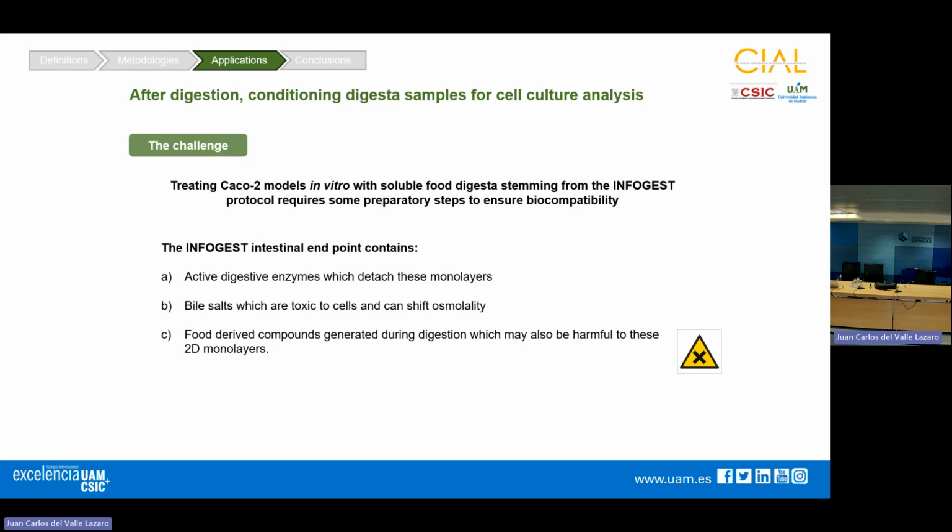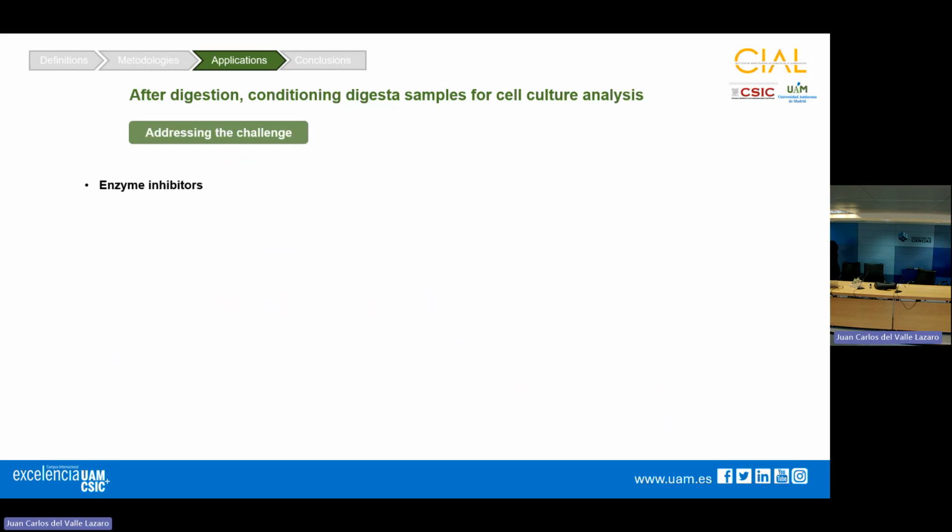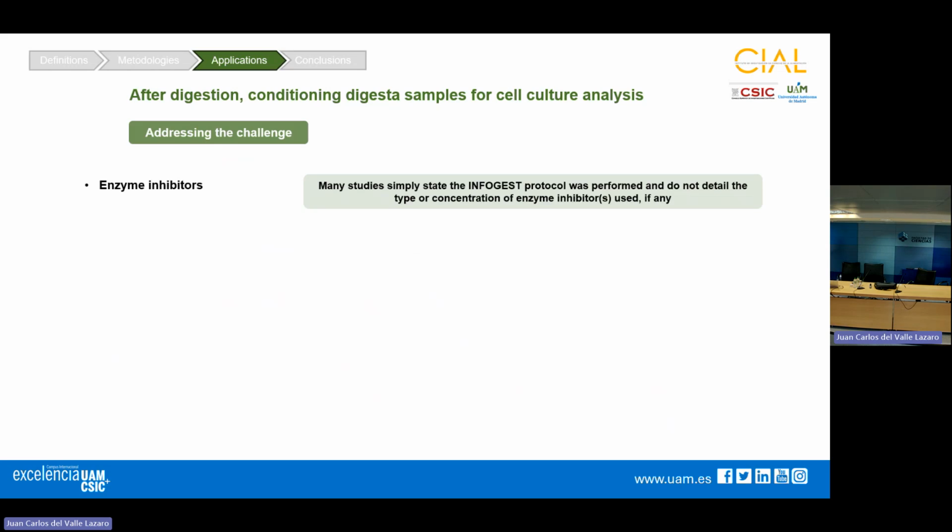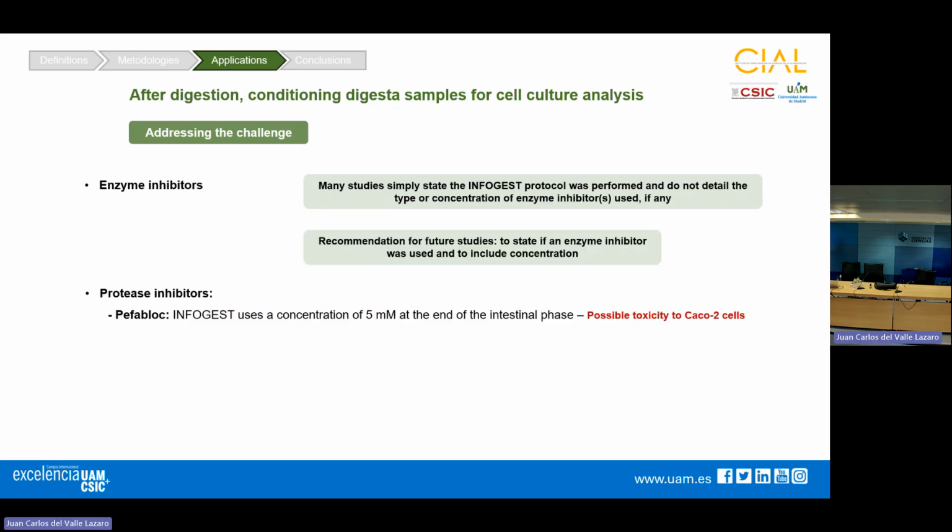And food-derived compounds that are released during digestion can also affect the viability, for example free fatty acids. So depending on the challenge that you have, what we recommended in the review is to always state the enzyme inhibitors that you use and their concentration in the materials and methods section of your paper. Because when you look at a paper, they will say, yeah, we use the INFOGEST protocol with minor modifications. Okay, which are those? And then we treat cells with such-and-such. Okay, but you don't say which inhibitor you use or the concentration. That's typical of what you find.